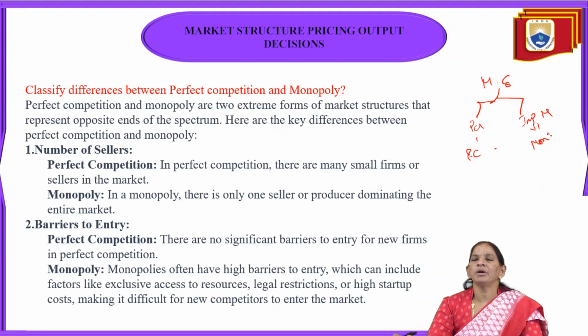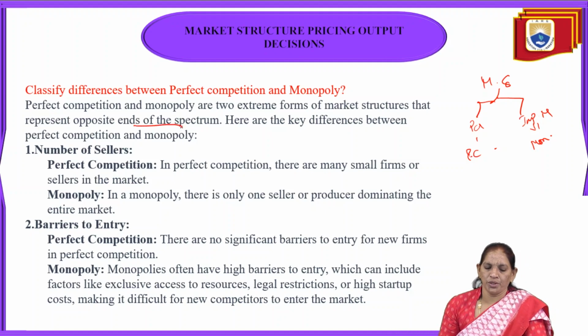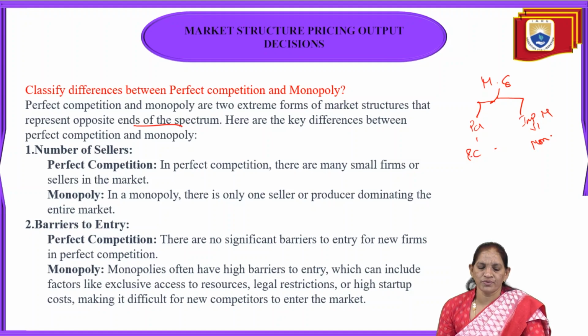So here, based upon the market structure, we can differentiate between perfect competition and monopoly. As we can say, they represent both opposite ends of the same spectrum. So we can classify the major differences between perfect competition and monopoly. The first differentiation is the number of sellers.